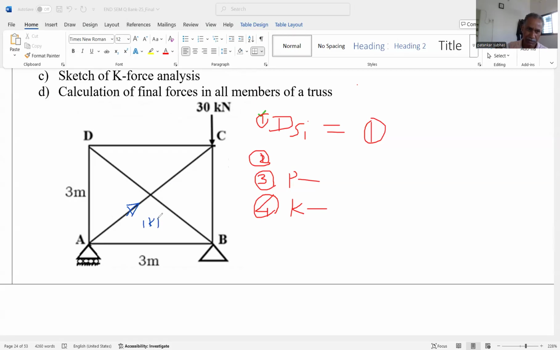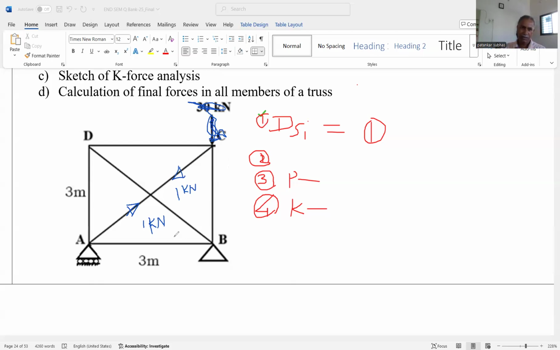It is not necessary to consider tensile. It may be compressive also. This is my assumption. Tensile, and for this also it is equal and opposite, say 1 kilonewton. Okay, and remove this 30 kilonewton load. That means I have removed this load. This load is zero. There is no load. Okay, and analyze the truss.